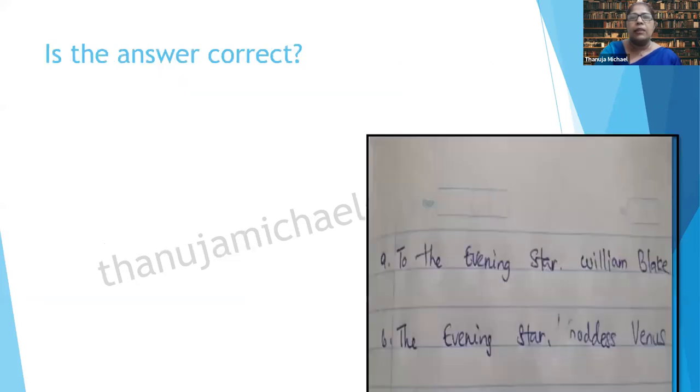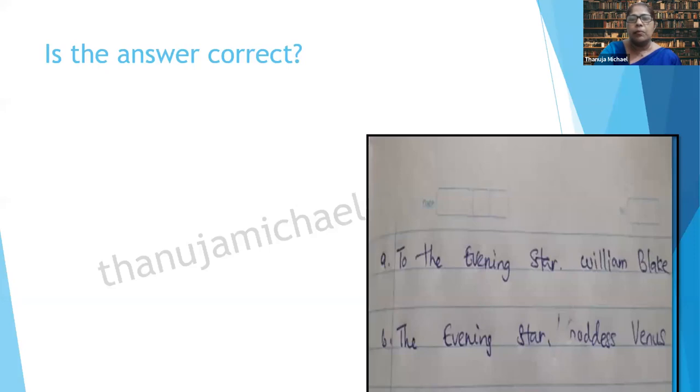Okay, just tell me whether this child deserves the mark. Is this answer correct? The first one. Does this child deserve the mark? Usually, I showed you earlier, it's 1 mark, though it is 2 questions, no 2 marks there. Therefore, you need to be very careful in answering your questions, right?